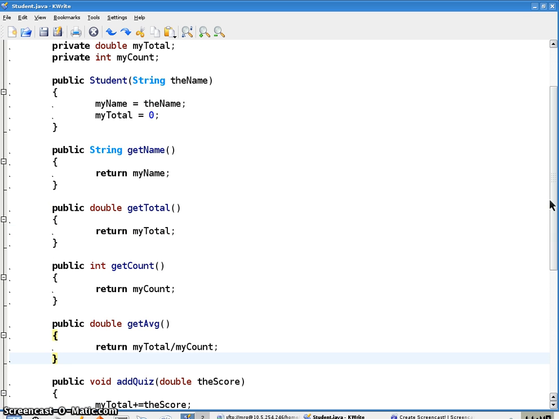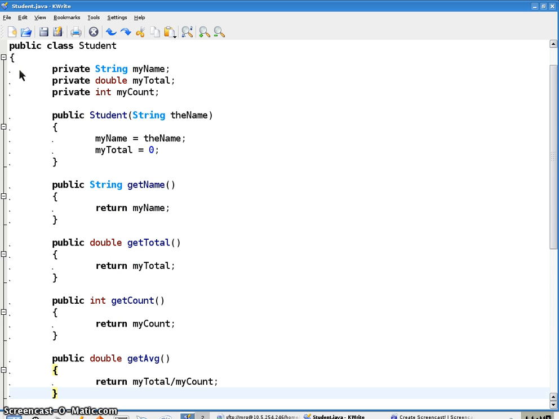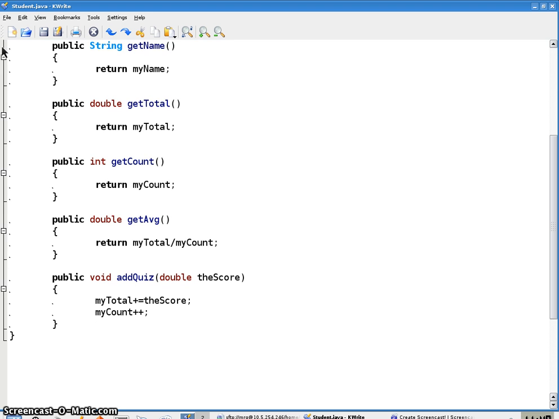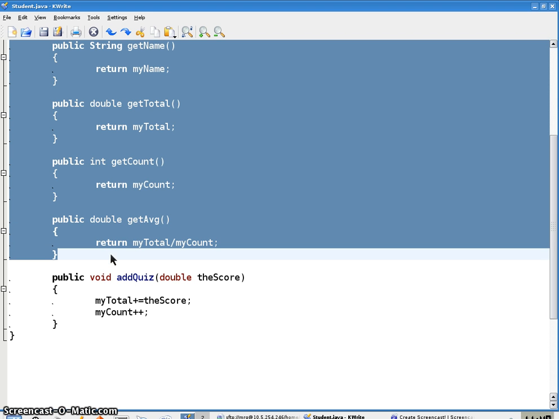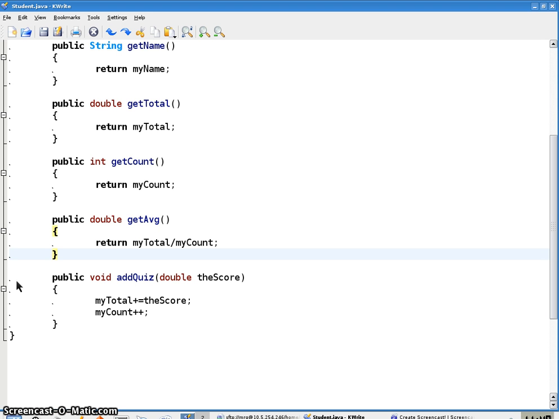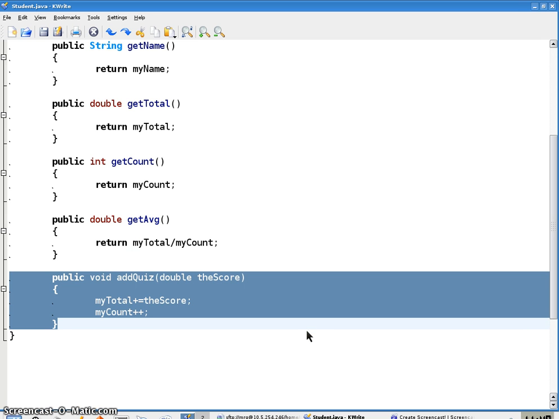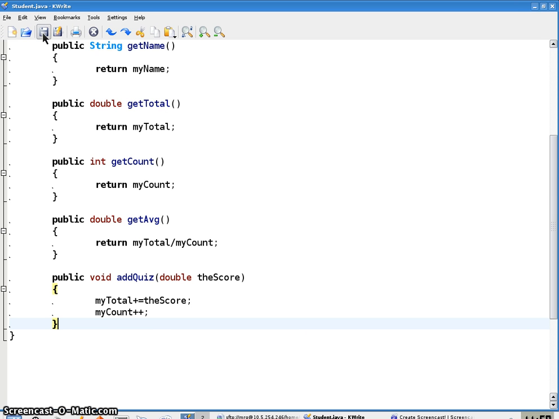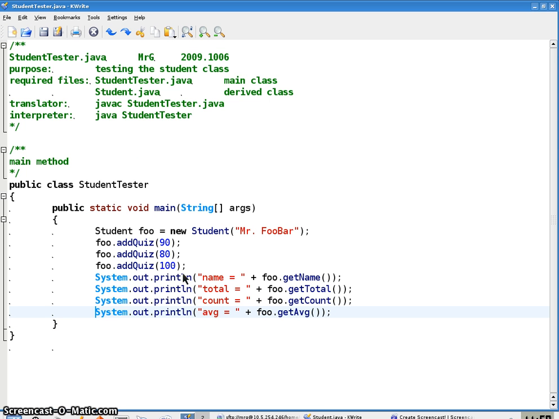Okay, there it is. So we have the naughty bits. We have the constructor. The order here really doesn't matter, but I'm organizing it this way on purpose. Here are all the accessors. And that's the only mutator in this class. Well, the total is 270, the count is 3, and the average is 90. And of course, you could change up the data. You know it works.